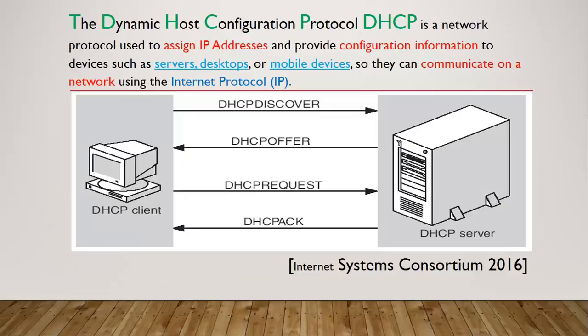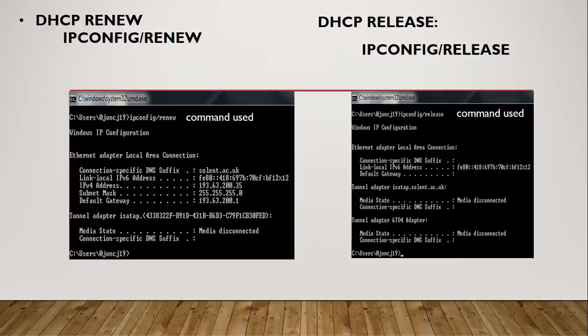Thirdly, I will talk about commands which are required in dynamic IP configuration, which are ipconfig/release, ipconfig/renew. In here I use the command ipconfig/renew, and in here the command ipconfig/release were used. Now I'm going to show you how to configure DHCP in Windows Server 2003.